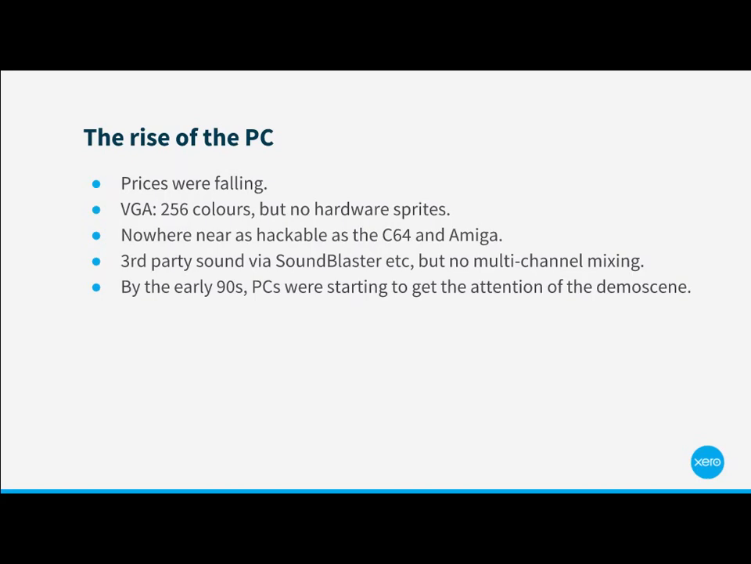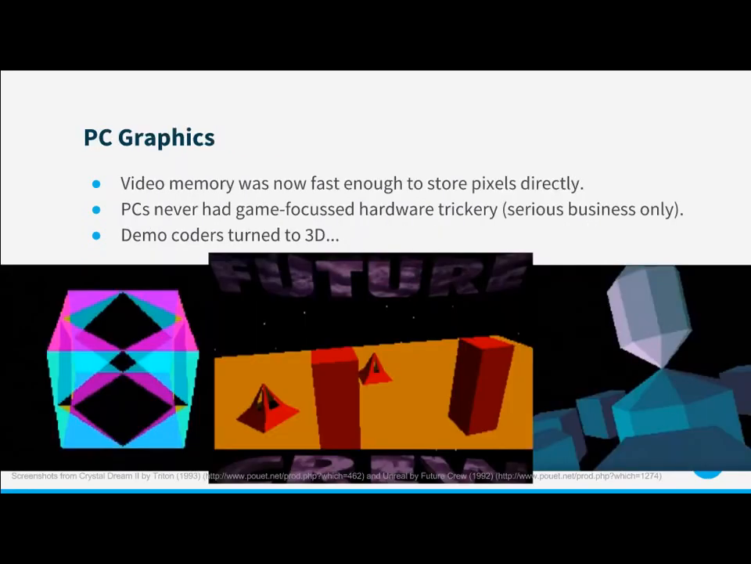But graphics were getting better. VGA came out, which allowed you to do 256 colours. You had third-party cards like the Sound Blaster that gave you digitised audio. And so suddenly the PC was a gaming platform, and that started to get the attention of the demo scene. So in the early days, we're talking early 90s, this is sort of like 91, 92 sort of era.